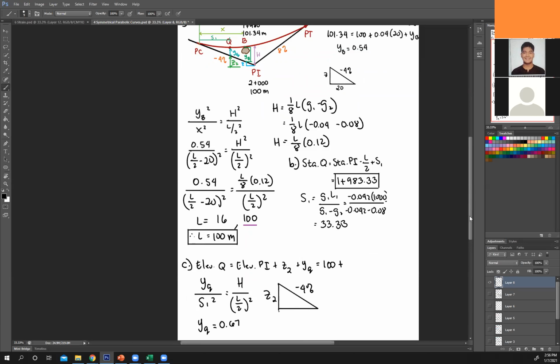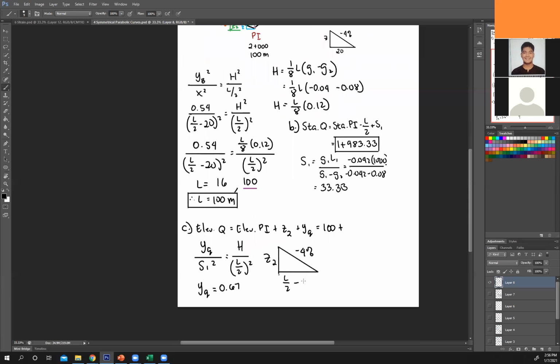So L over 2 minus S1. So Z2 is just 4% of this. So 0.04 times 100 over 2 minus S1. And then finally, the 0.67. So the final answer would be 101.33. There, that's number 5.